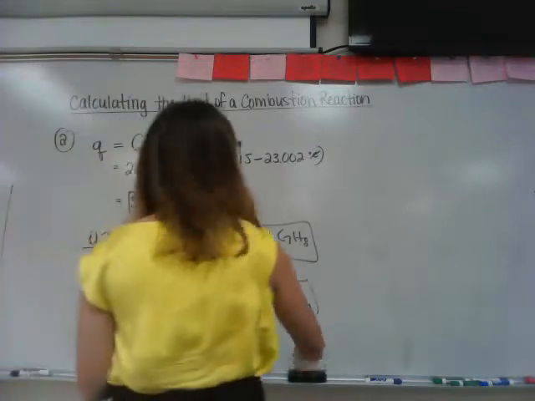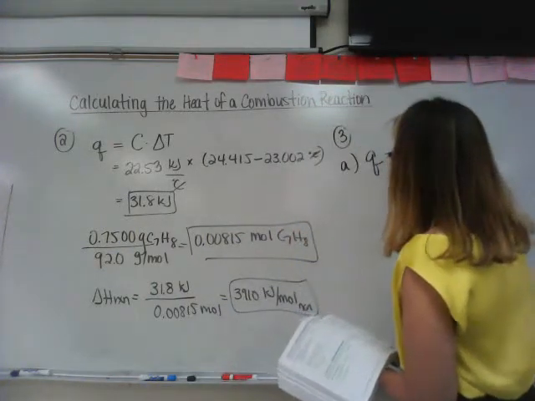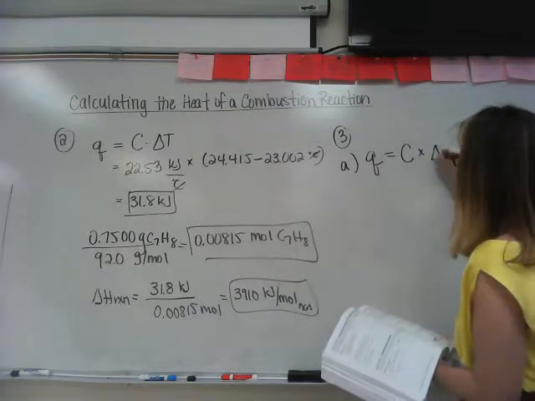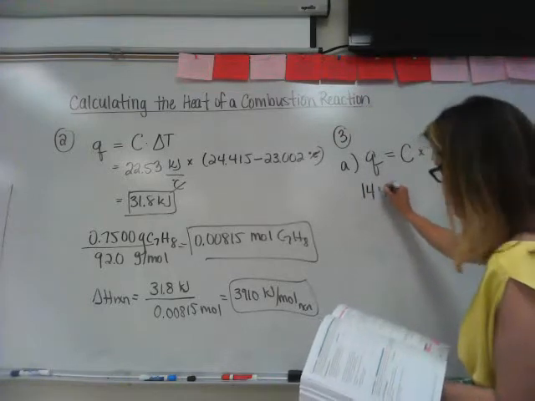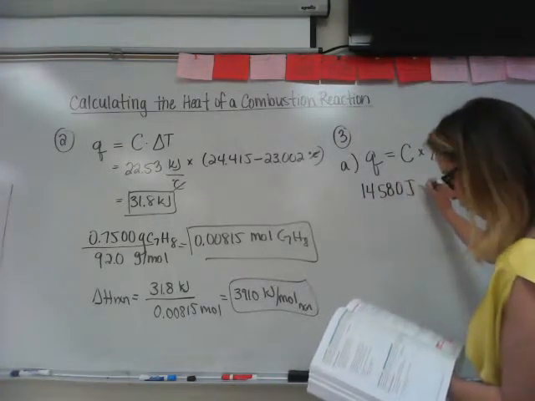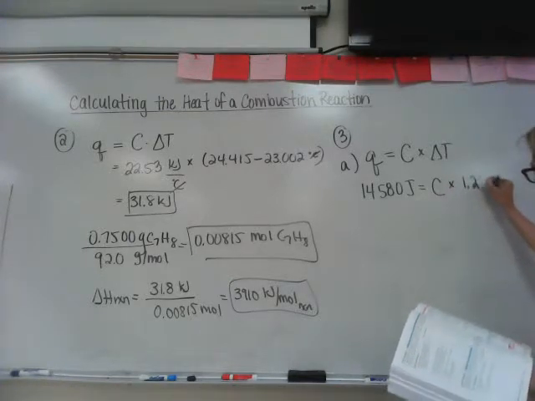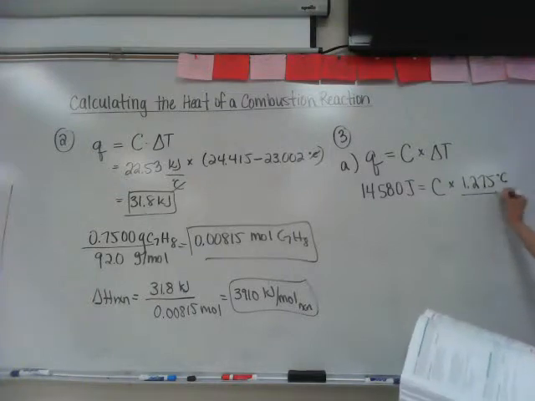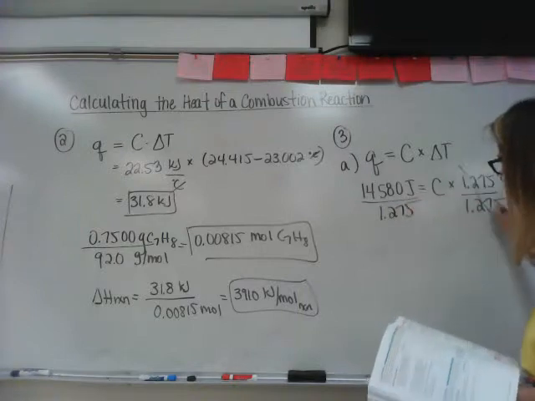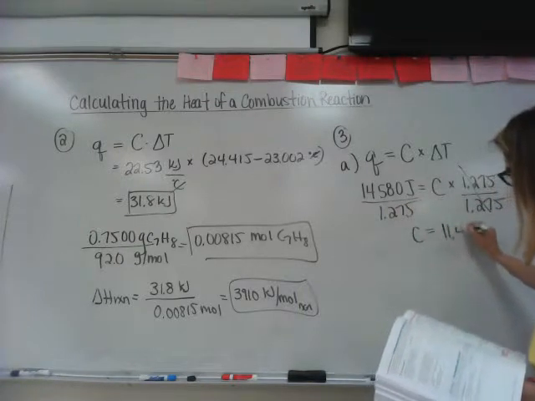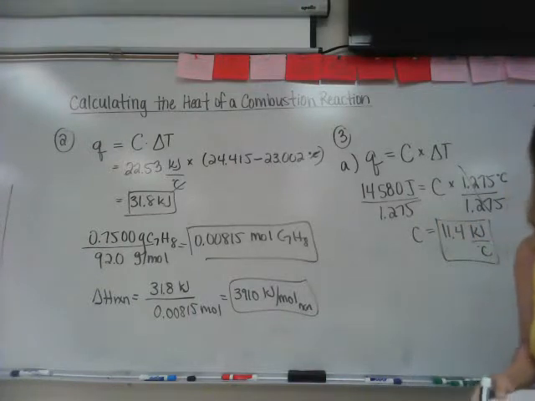Well, if you take Q equals the heat capacity times the change in temperature, we're going to substitute 14,580 joules for Q, and we're going to solve for C, and then your change in temperature was 1.275 degrees Celsius. Just divide both sides by 1.275, cancel that. You're going to end up with 11.4 kilojoules per degree C, and that's for A.